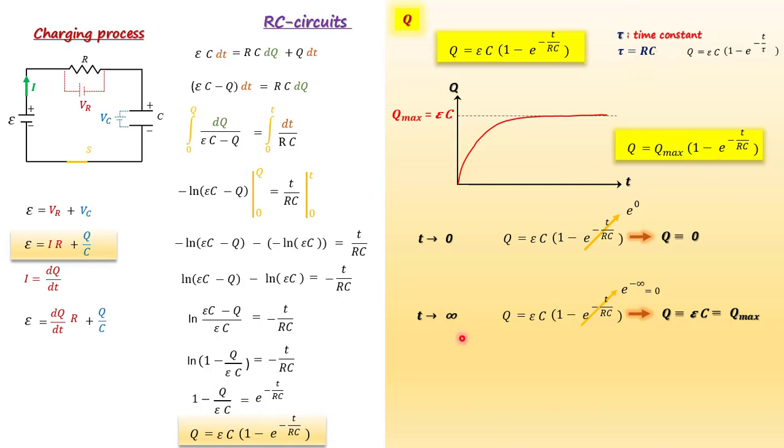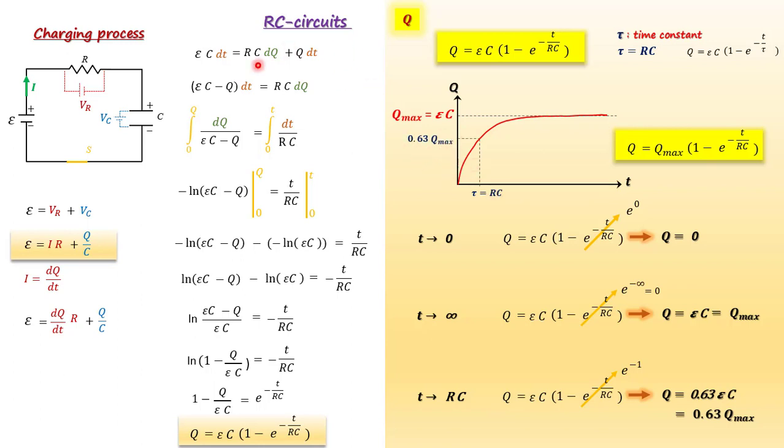Now let's see what happens at the time constant. So when t is RC, then Q is, so this part is e to minus 1. So you get 1 minus 1 over e. So this part becomes 0.63. The charge for this specific time is 0.63 epsilon C. So that means this is 63% of the maximum charge. So what I mean is, at time t equal to RC, you get 63% of the maximum charge.